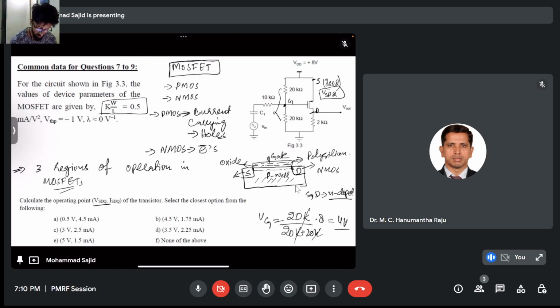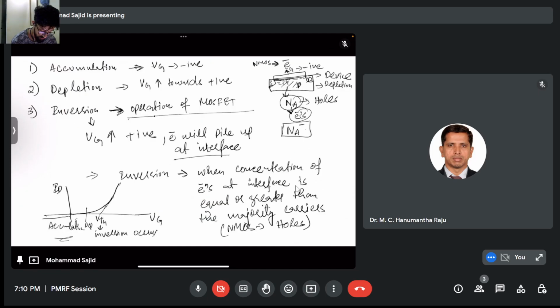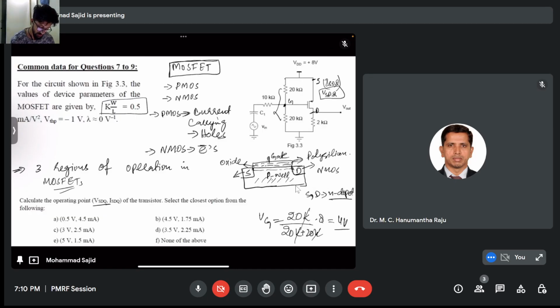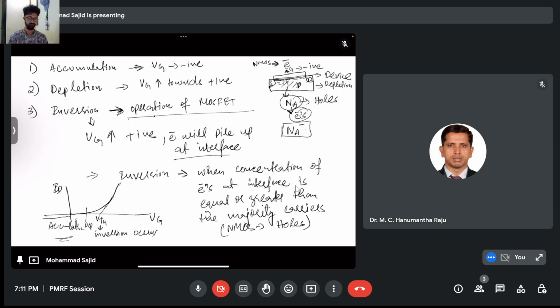If your VG is 4 volt, now what will be VSG? That is Vs minus Vg, and Vs is given as 8, so that means 8 minus 4 is equal to 4 volt. So VSG is 4 volt. This is given to us. And what about VSD? Can we write VSD as 8 volt minus V output? This is simply V out.